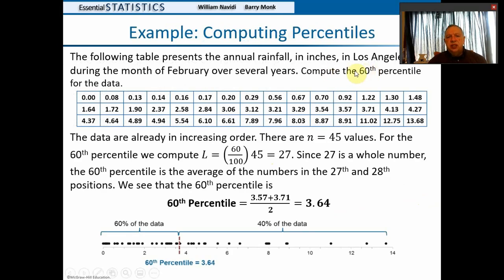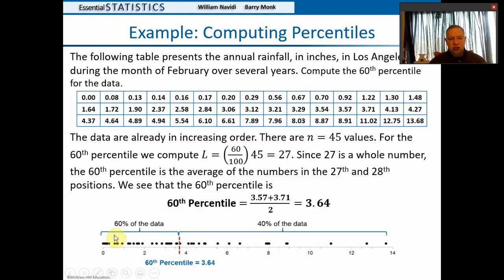So compute the 60th percentile for the data. Here's the same data, with 45 values. Now I'm going to do 0.60 for the 60th percentile. 0.60 times 45, that's 27, a whole number. So I'm going to average between 27 and 28. I go to the 27th and 28th positions, and I'm just averaging those two, just like I do the median, the middle two if I have an even number. The average of these two is 3.64. That would be the 60th percentile.